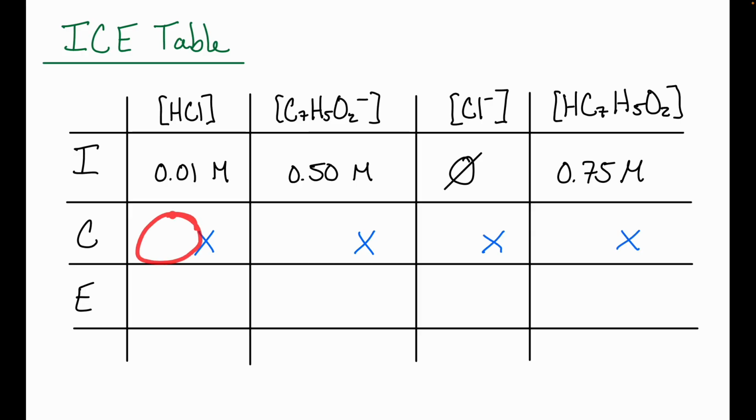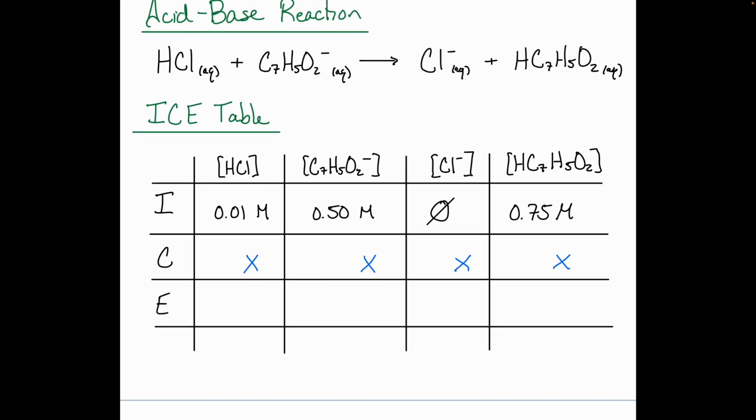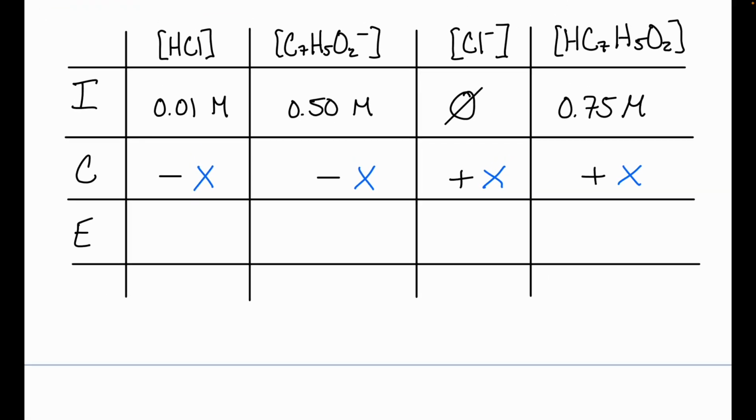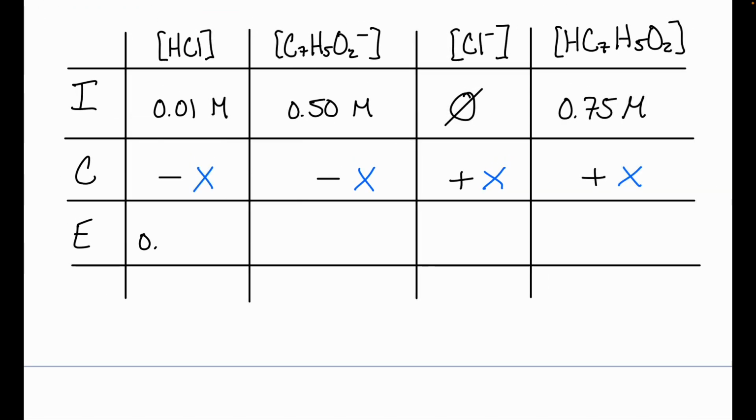what's going to be the sign for HCl? My reactants are going to decrease in concentration. My products are going to increase in concentration. And then how do I get that E box? I sum up those first two rows, so 0.01 minus X, 0.50 minus X, X, and 0.75 plus X.